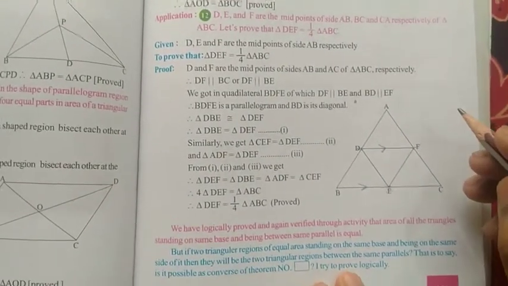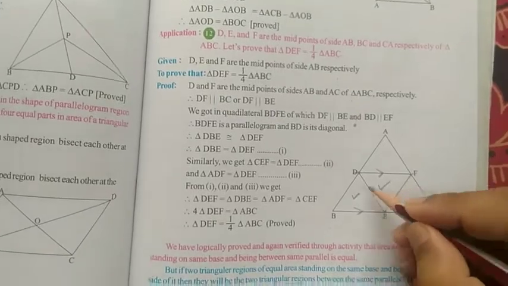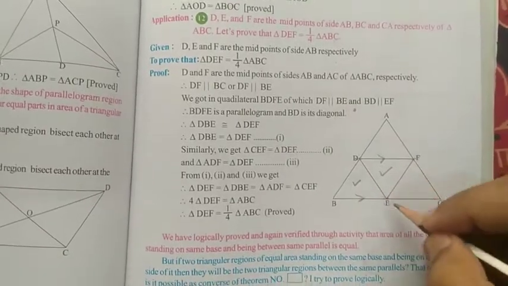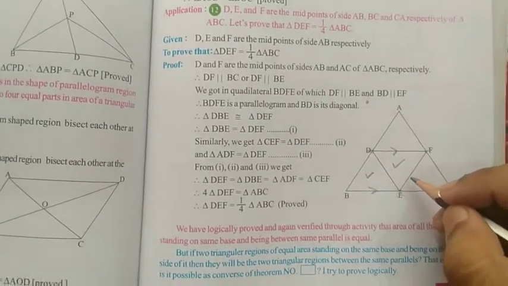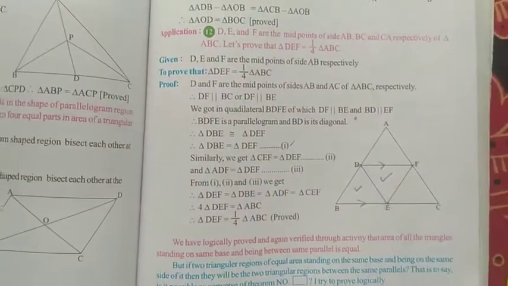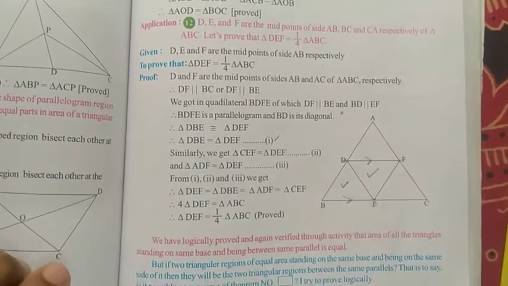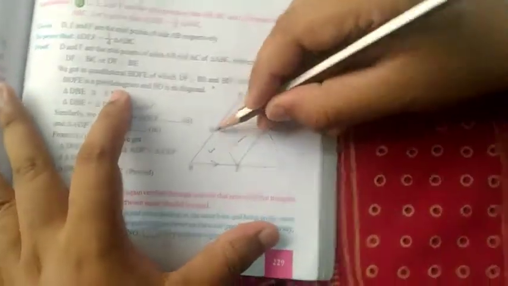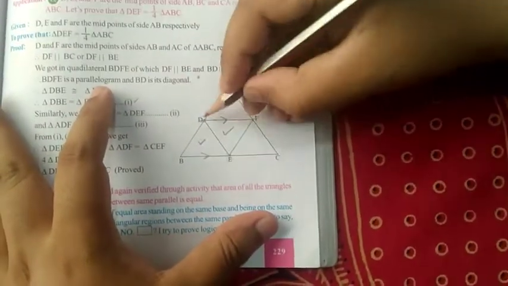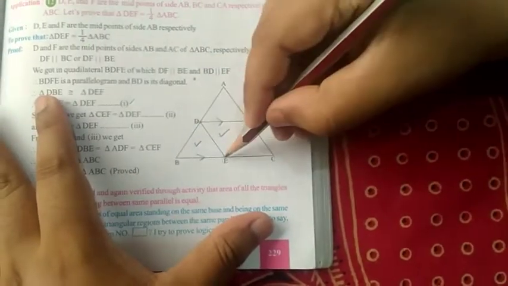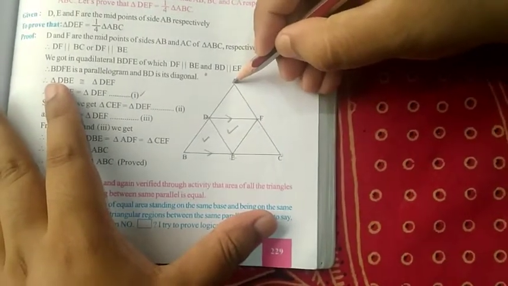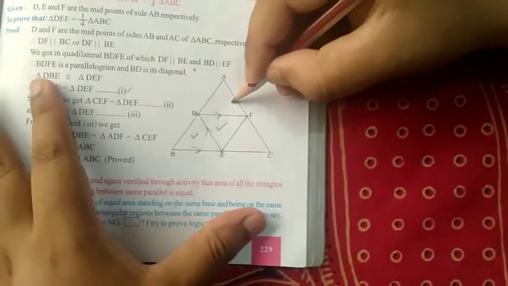So therefore we can say that these two triangles are equal in area. This is equation number 1. Same as if you consider this a parallelogram, where D is the midpoint of AB and E is the midpoint of BC, so DE is parallel to this one and DE is parallel to AF.